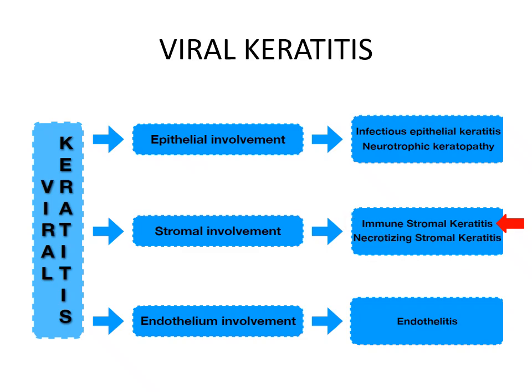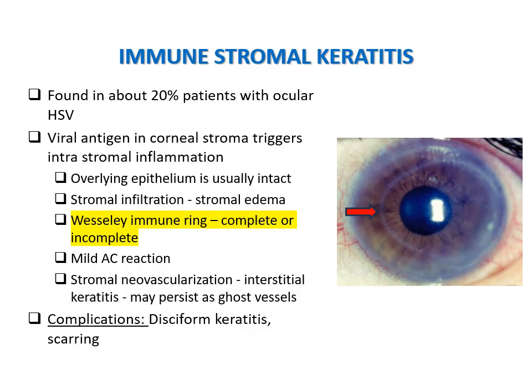The first entity in stromal keratitis is immune stromal keratitis. So this is found in 20% of patients with ocular herpes simplex virus. And basically, immune stromal keratitis, as the name suggests, is an immune reaction to the viral antigen that is present in the corneal stroma. Since it is a stromal involvement, because of intrastromal viral antigen, the overlying epithelium would be intact.